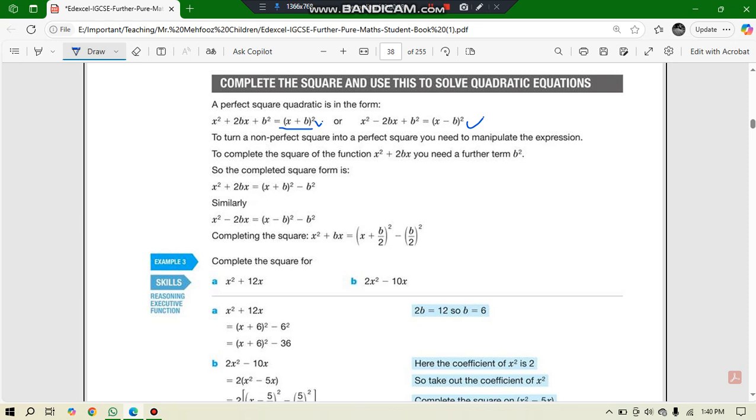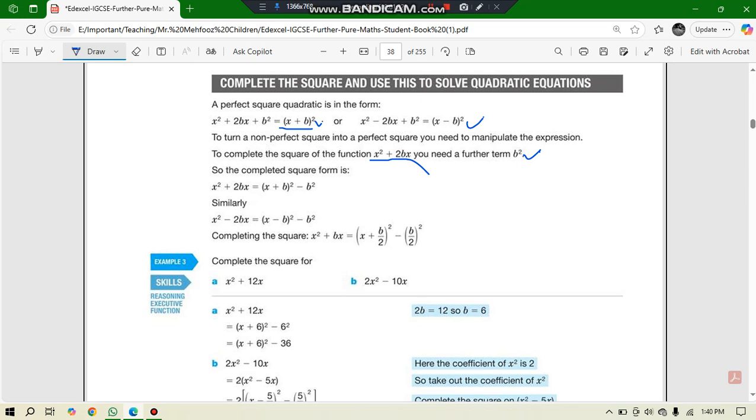To turn a non-perfect square into a perfect square, you need to manipulate the expression. So if we have this expression, which is not a perfect square, and we want to make it a perfect square, we have to manipulate it to complete the square of the function x squared plus 2bx. If we are completing the square of this expression, you need a further term, b squared, because if b squared is given, then the square of the complete expression is fulfilled.